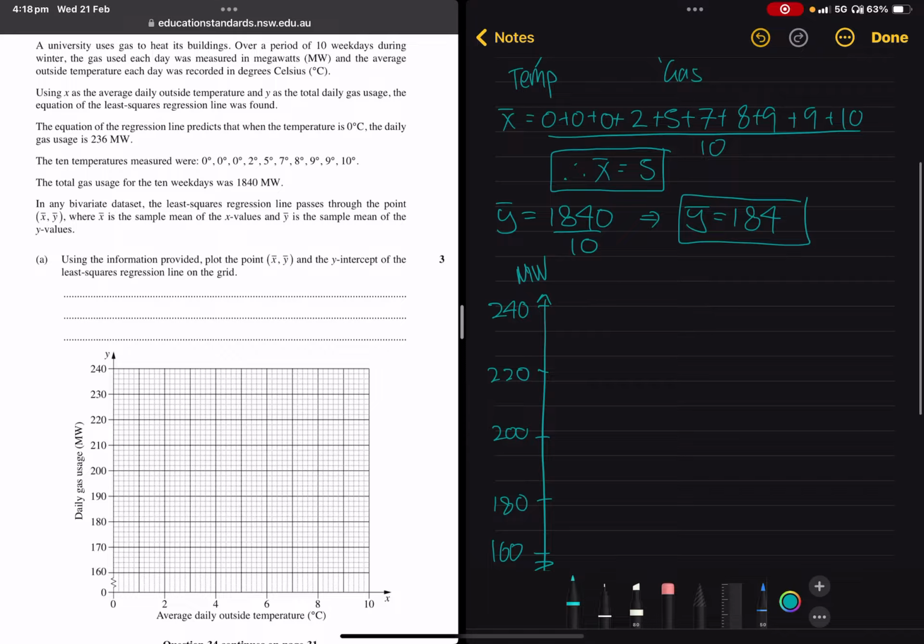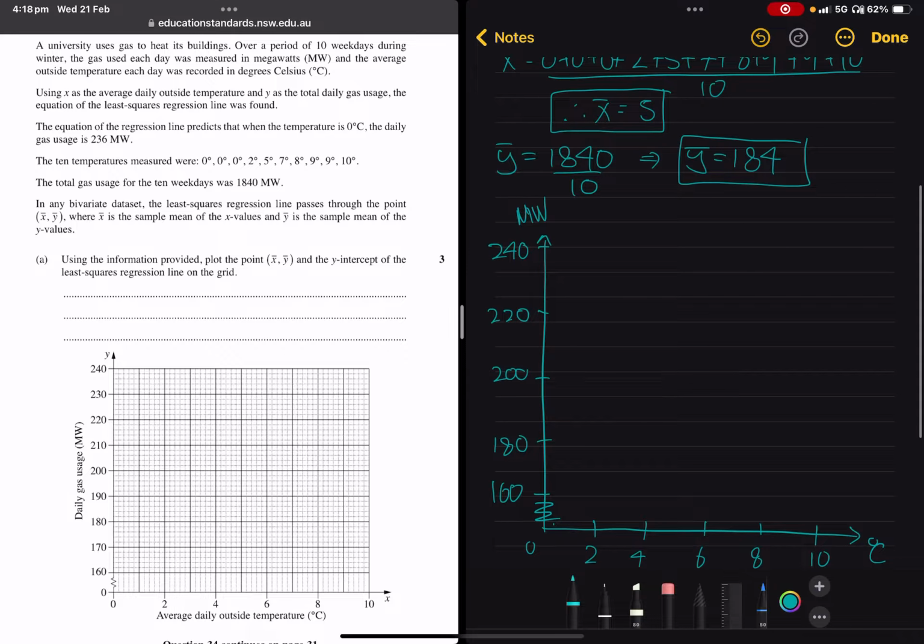So we're going to plot (5, 184). So we've got 5 here, we've got 184, it's about here. So we'll trace these across. So this is our point here. We also know that the equation of the regression line passes through 236 on the y-axis. So 236 is about here, up here.